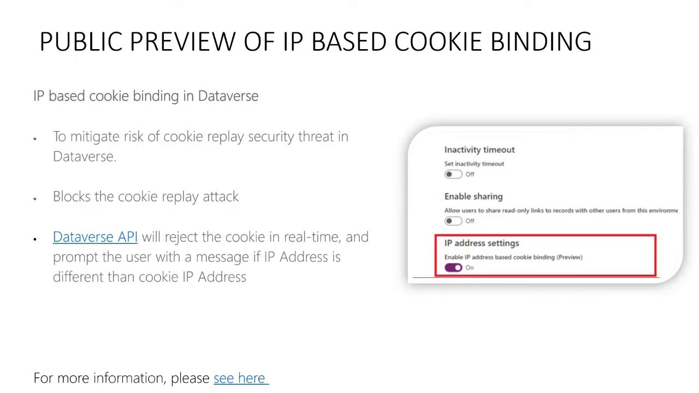Okay, so jumping into the different product updates here. The first one is the public preview of IP-based cookie binding. The IP-based cookie binding will help our customers in responding to the cookie replay security threat in Dataverse. The cookie binding blocks that cookie replay attack, and it does so by evaluating the IP address attached to the cookie. So if the IP address in the request is different than the IP address of the cookie, then the Dataverse API will reject that cookie and prompt the user.